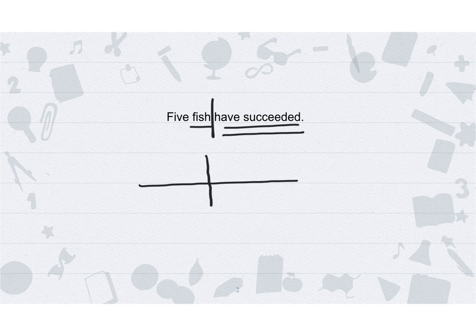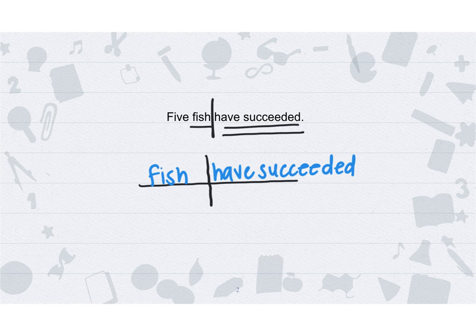Remember, in my sentence frame, on the left side, I will always write my subject information. So fish is going to be written on the left side exactly as I see it in my sentence. And then have succeeded will be written on the right side because that is where all of our predicate information is going to go. Now, here's our newest step.